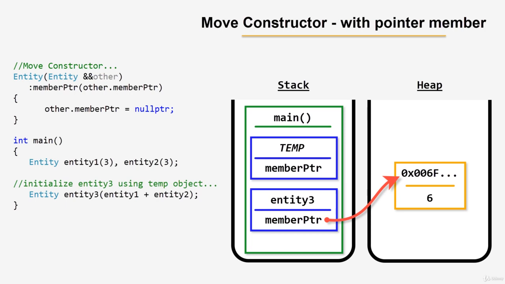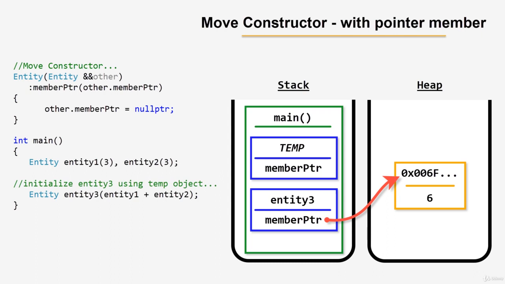And as you can see from the illustrations on the stack and the heap now, the member pointer of the temporary object is no longer pointing to that dynamic variable on the heap, and it's also not dangling, it's simply set to null pointer, and basically the resources of the temporary object have now been stolen by the entity3 object. In other words, the resources of the temporary object have been reallocated to the entity3 object.